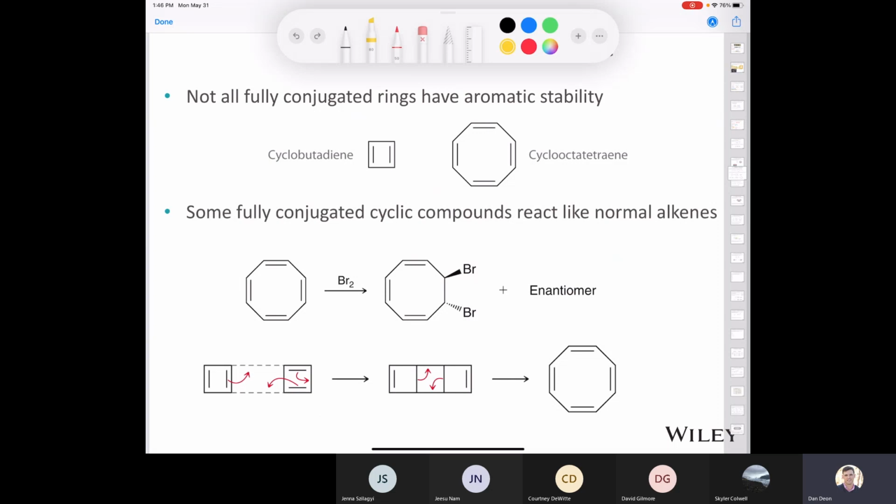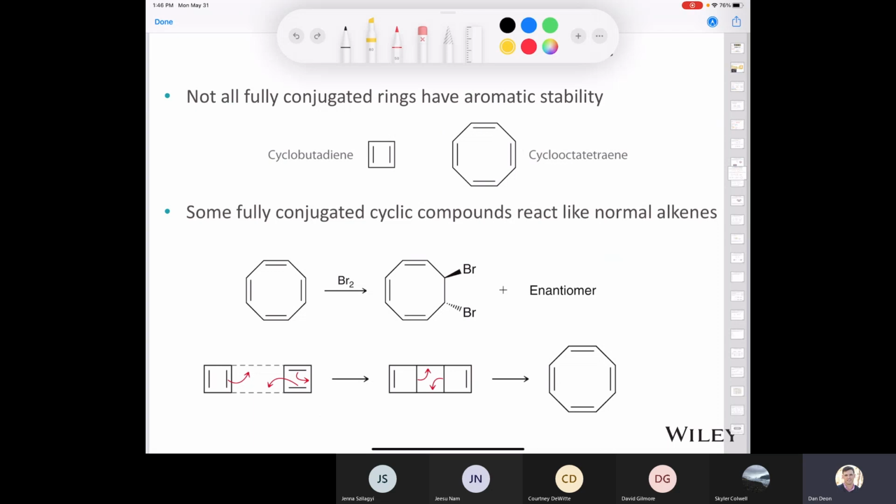You might think, well, they should be really stable. Cyclobutadiene, look, we have single, double, single, double. It's just a 4-membered ring. Here we have an 8-membered ring, cyclooctatetraene, same thing, double, single, double. And you might think, hey, those should have aromatic stability, shouldn't they?